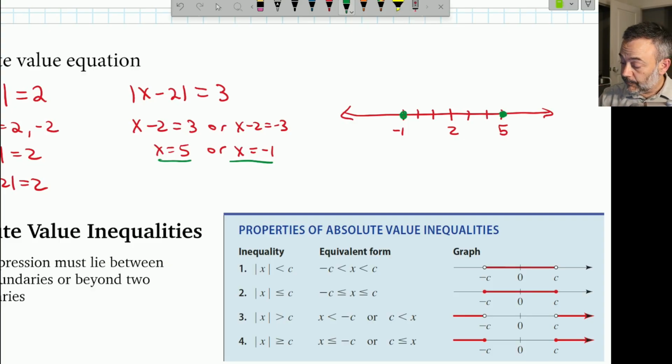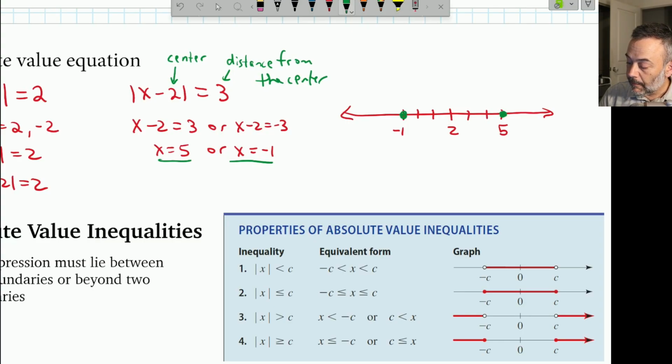Notice this. The 2 is the center, and 3 is the distance from the center. The center is 2, and the distance from the center takes you to the 2 points that make the equation true.